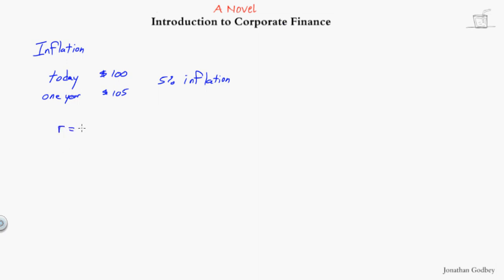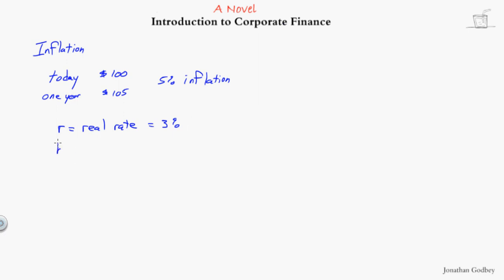Lowercase r is going to be the real rate of return. That means actual increase in purchasing power. Let's just say that I want my real rate of return to be equal to 3%. So that's saying I will give up money today, I will give up spending money today, consuming things, if a year from now I can consume 3% more stuff.